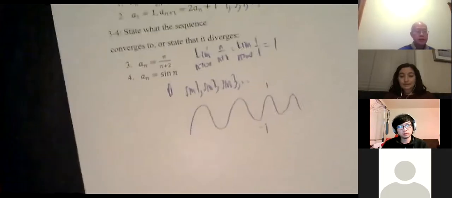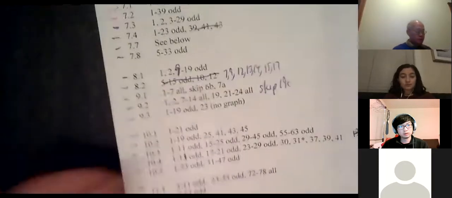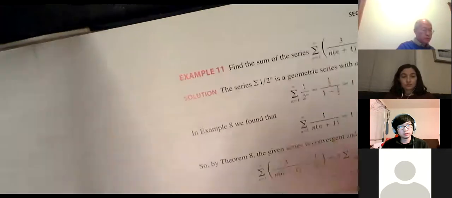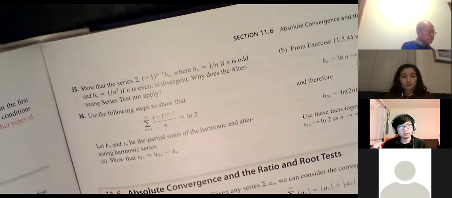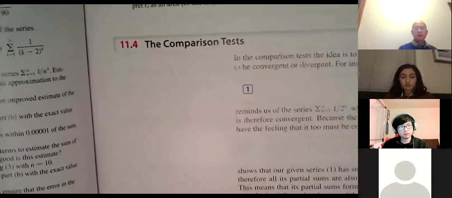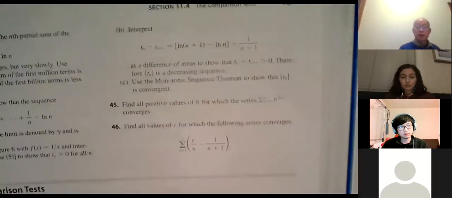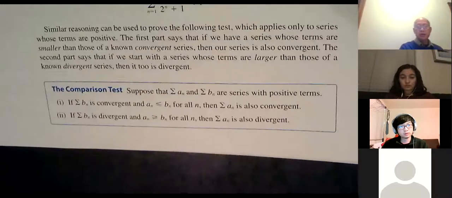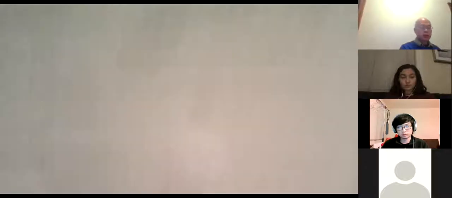Okay, so that's that. All right, so we're going to get started now on section 4, which is on the comparison tests. I just alluded to it last time. Oops. Lost my page there. So 11.4, the comparison tests. Page 727. So one test is called the comparison test. It's on the bottom of 727. I'll give you my variation of it.